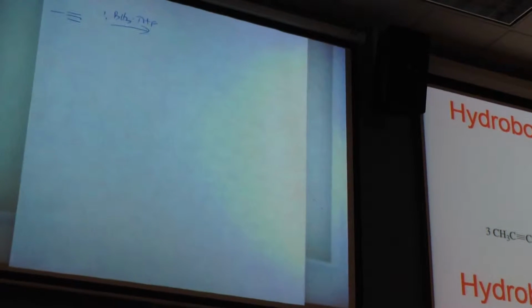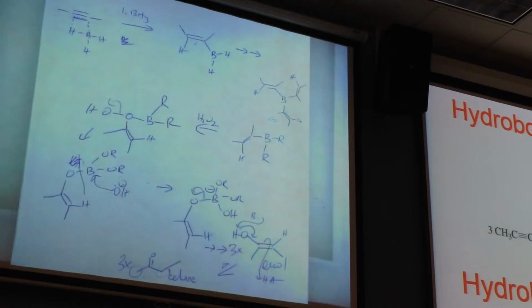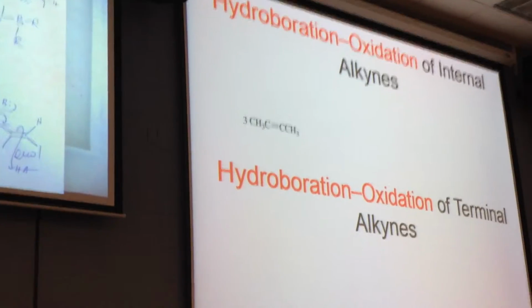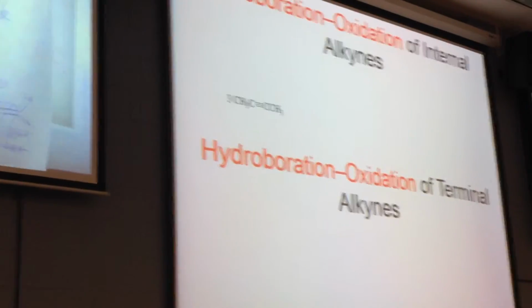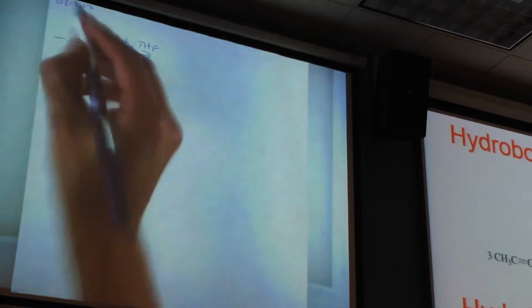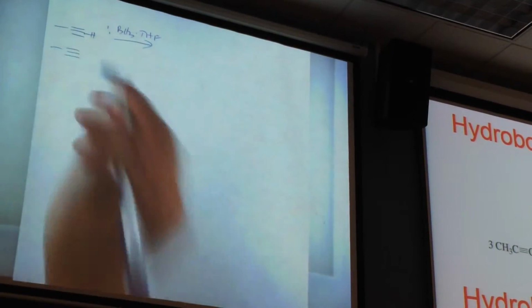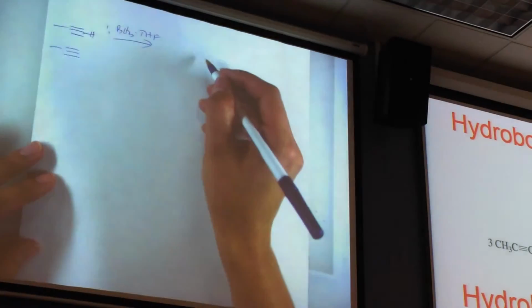So here we show that this first one, which is the internal alkyne, ends up giving you a ketone, right? So now you're going to look at something like this, which is a terminal alkyne. Basically, there's a hydrogen here. It's not shown normally. So normally you just draw it like this. So what do we think happens first?